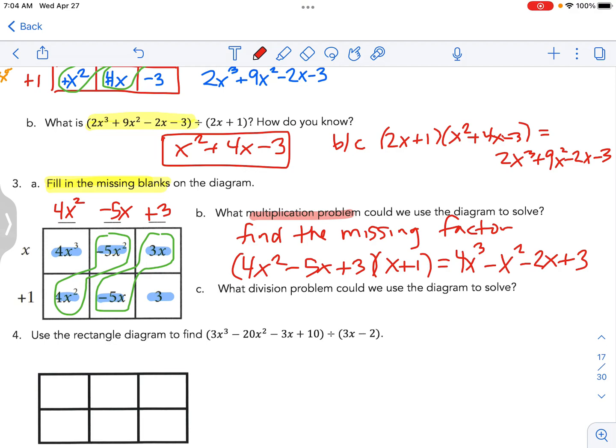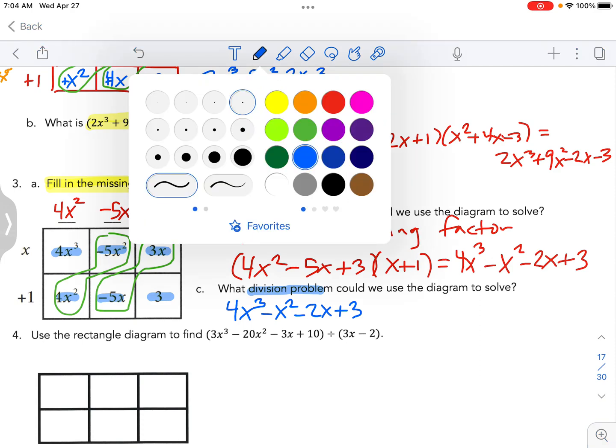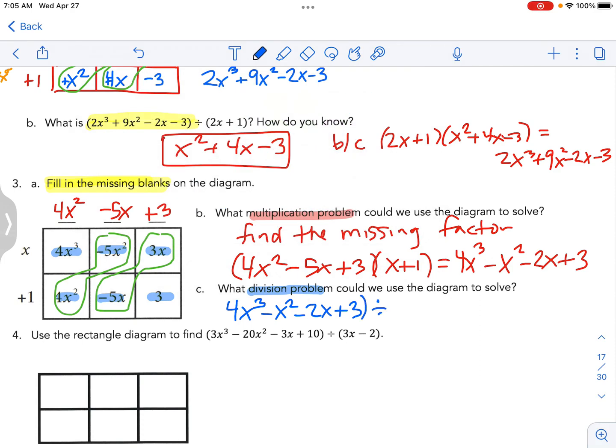Okay, what division problem could we use? Well, if we want to do a division problem, then we want to take the product and divide out one of the factors. So our division problem is going to look like 4x cubed minus x squared minus 2x plus 3, that's the product, divided by one of the factors. I'm going to take the x plus 1, equals that missing factor, which is 4x squared minus 5x plus 3.